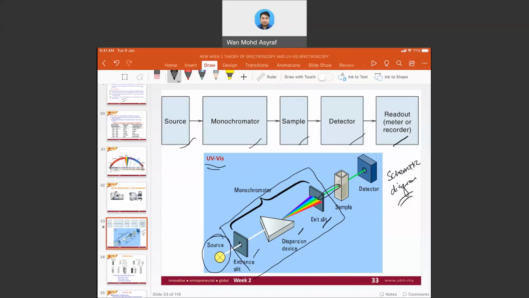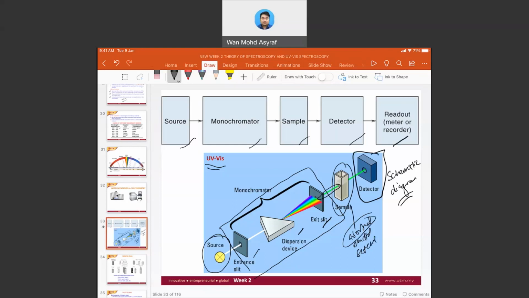All right. This wavelength would be absorbed by your sample here, where it can be absorbed, emitted, or scattered. But in terms of UV-Vis, mainly it will be absorbed. Whatever has been absorbed and transmitted will be detected by the detector. So this is the form of your schematic diagram of any kind of instrumentation. As I said, you need to know the schematic diagram of each of the instruments that you are going to learn.